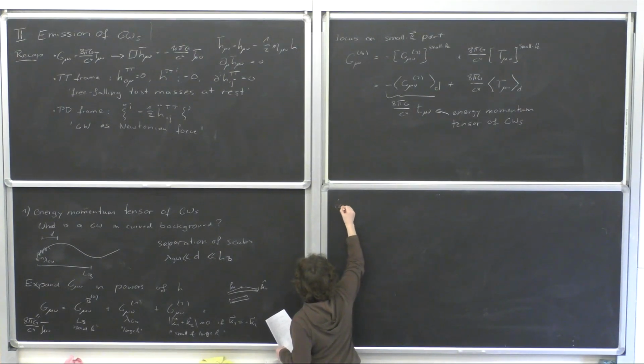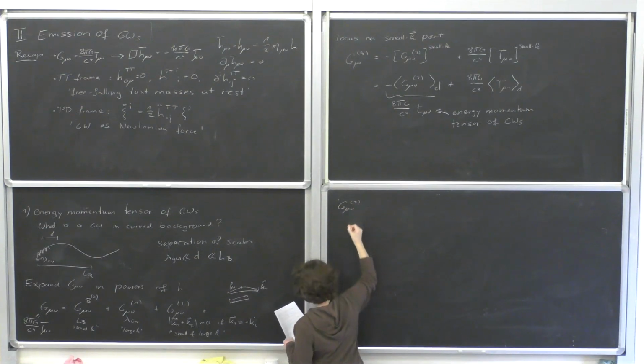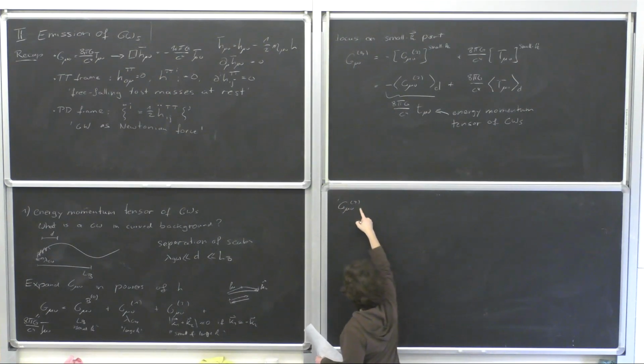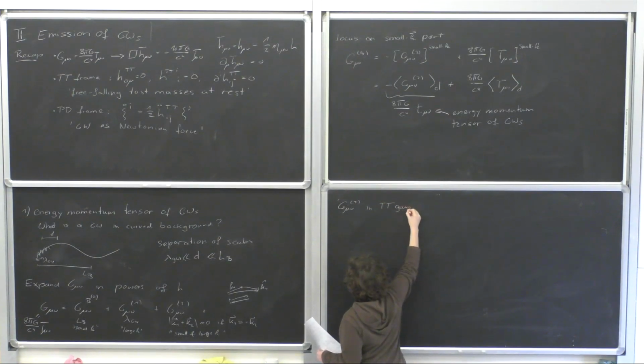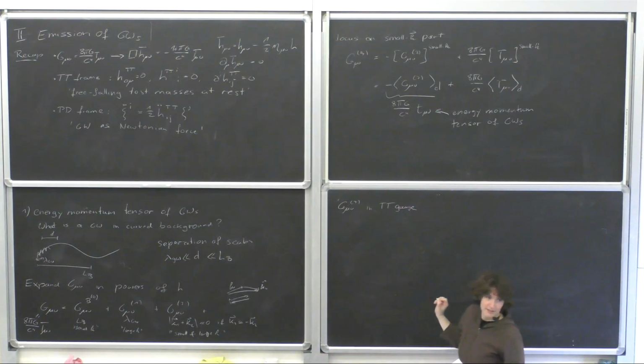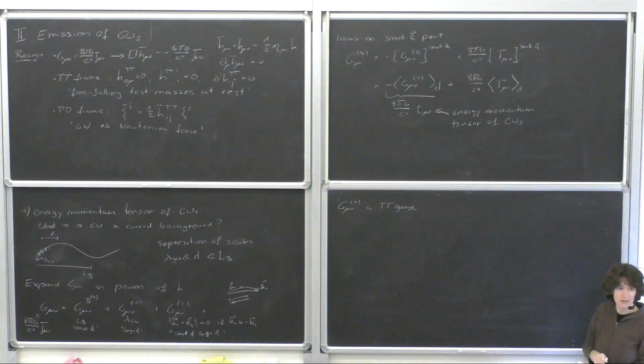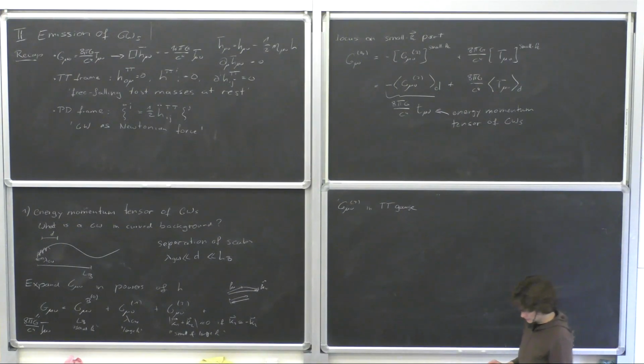So the computation: G_μν to second order. Then we're going to make our life a bit easier, because we're going directly into TT gauge. I know that the thing I'm computing at the end of the day is a physical quantity, an energy momentum tensor, so I can make my life simple and just fix the gauge from the start.